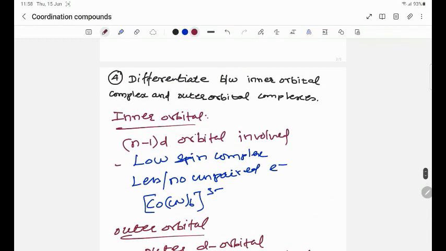I hope you understood these 4 questions. In the next video, I will explain how to name coordination compounds by the IUPAC system.